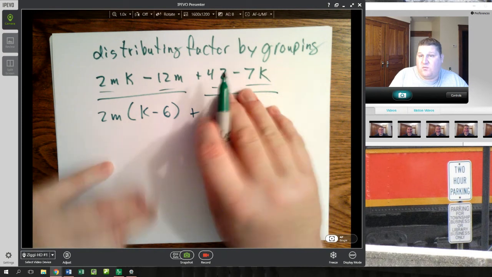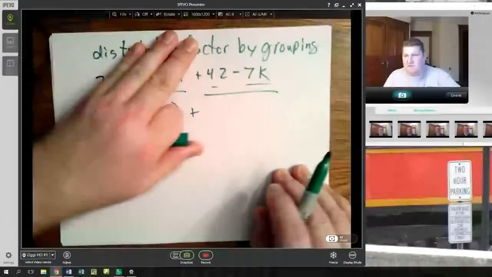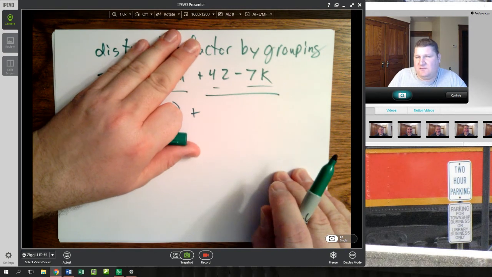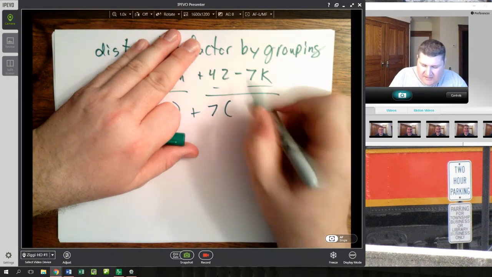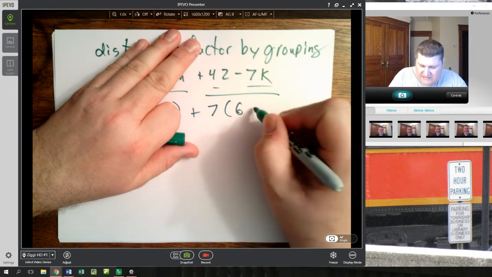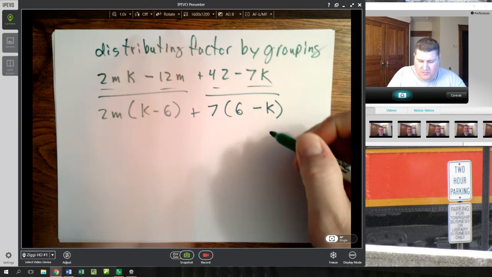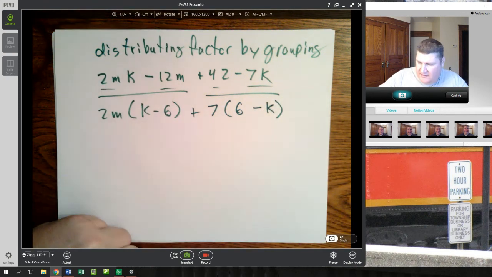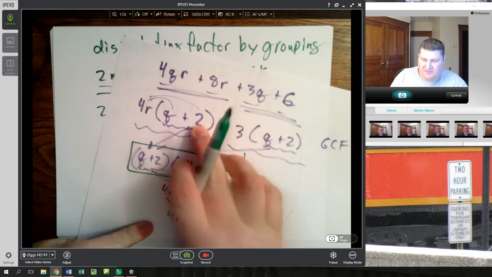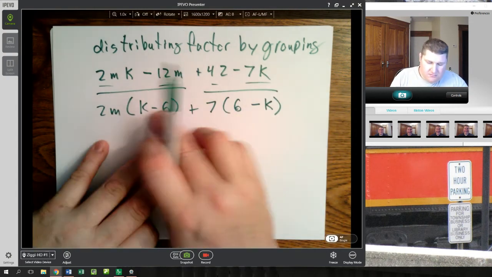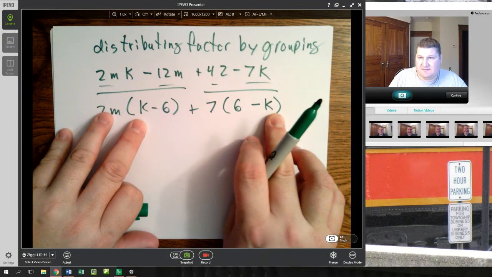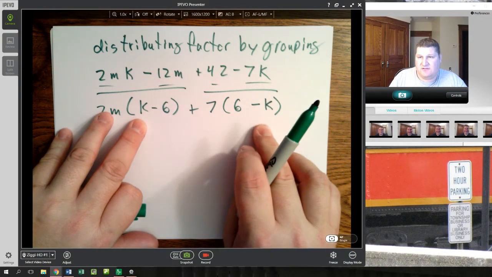Now over here, what can I take out of just those two? 42 and 7. Well, I can take 7 out, and that leaves me 6 minus k. Well, that's cool. Oh, wait a minute. Over here, I had Q plus 2, Q plus 2. They were the same. I was able to pull them out. Here, I don't have the same exact thing. They're backwards of each other.